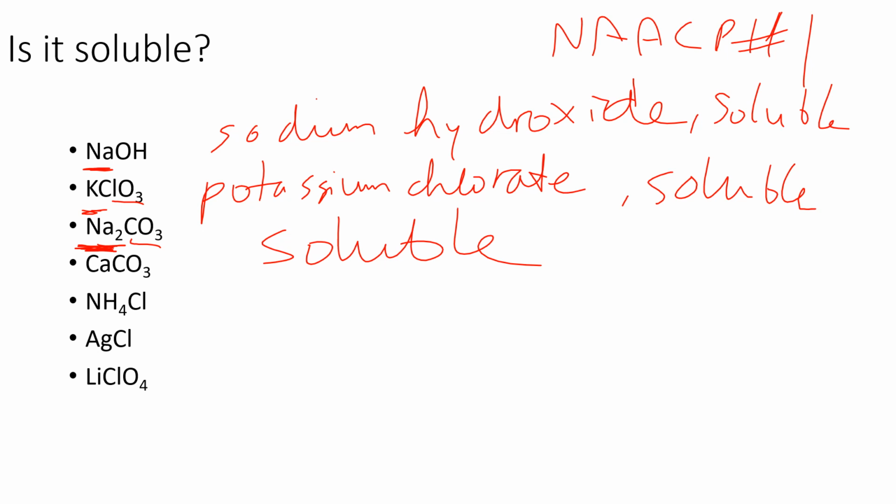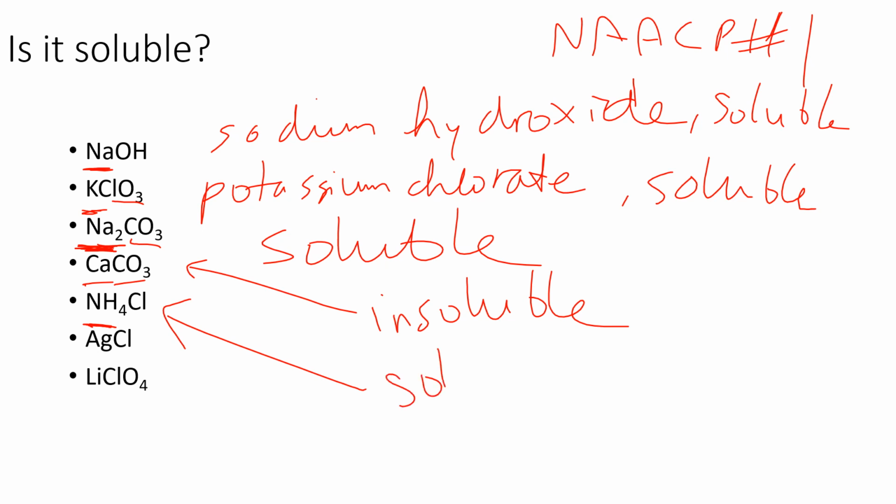How about this next one, calcium carbonate? Well, we have a carbonate, which is not mentioned in any of our rules, and we have a calcium ion, which is also not in any of the rules as being soluble. So therefore, we can call this compound insoluble in water. How about the next one, NH4Cl? This is ammonium chloride. Ammonium is one of the A's in NAACP. This is soluble.